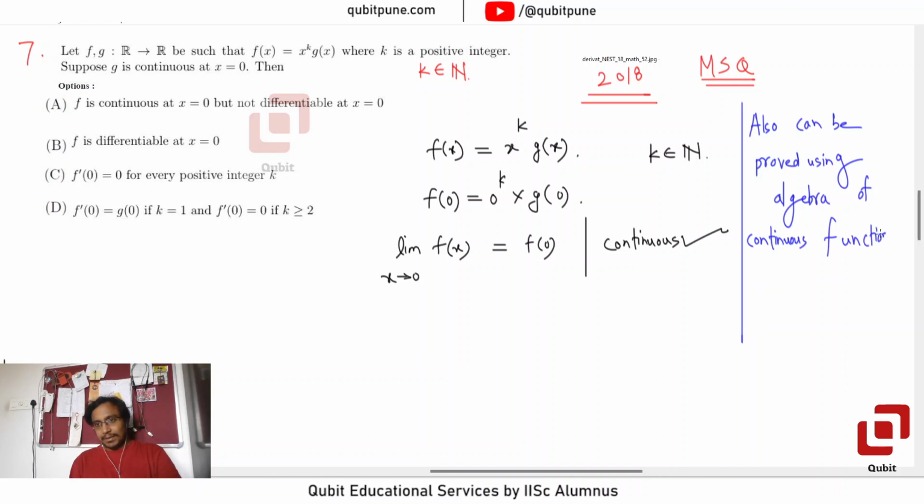Okay, so if the product of two functions is given and both individual functions are continuous, then the product must be continuous. So the continuous part is there, but we haven't yet commented on the differentiability, so let's find out. How to find it out? Let's use the first principle. Limit as h tends to 0, f of 0 plus h minus f of 0 upon h.